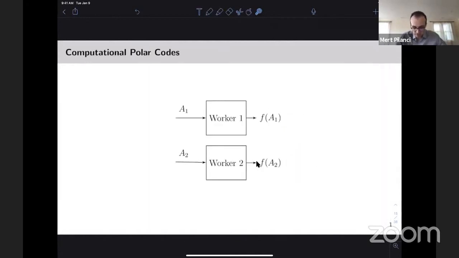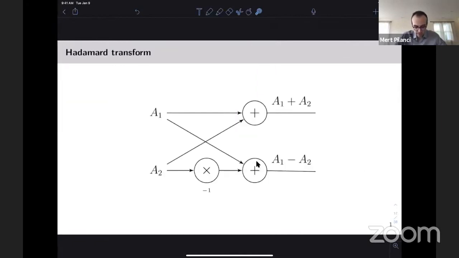When you have two workers, you can give them two different data sets, right? Partitions of an original data set. And then normally they would compute f of A1 and f of A2. So the idea behind computational polar codes is using a transformation like this. This is a 2x2 Hadamard transform applied to matrices. Here we add and subtract. This is the familiar butterfly block in fast Fourier transform, Hadamard transform, and wavelet transforms.